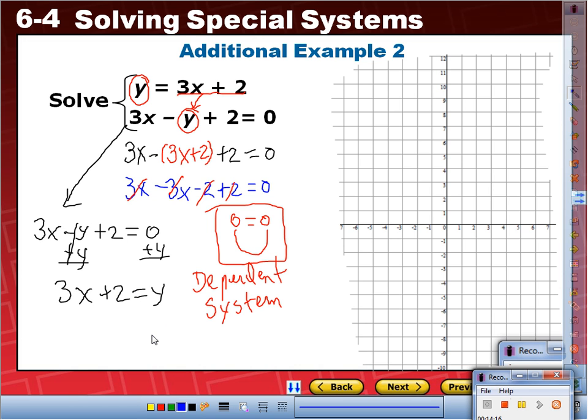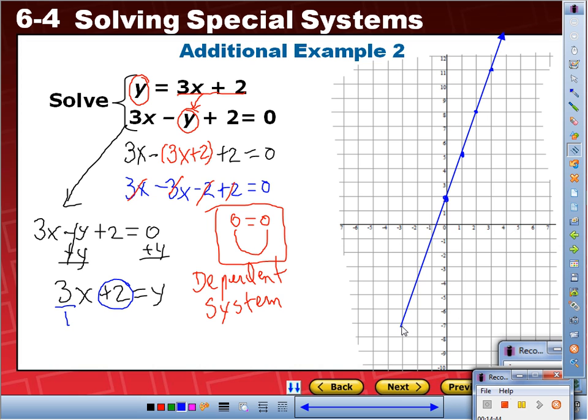So let's graph this. I'm going to graph this in blue. So what information do we need? Our y-intercept, which is 2. So therefore, that goes right there. And my slope is 3 up, 1 to the right. 1, 2, 3, 1 to the right. I'm going to sketch that in blue. Once again, make sure this one that you're sketching in blue goes all the way through.